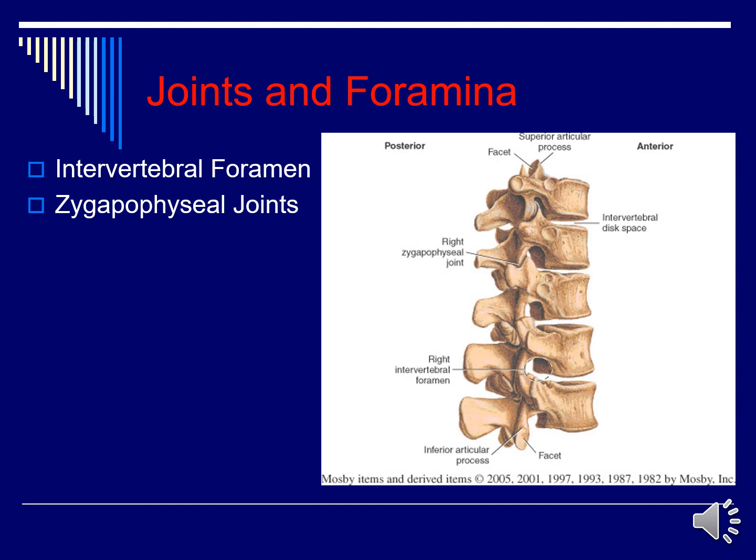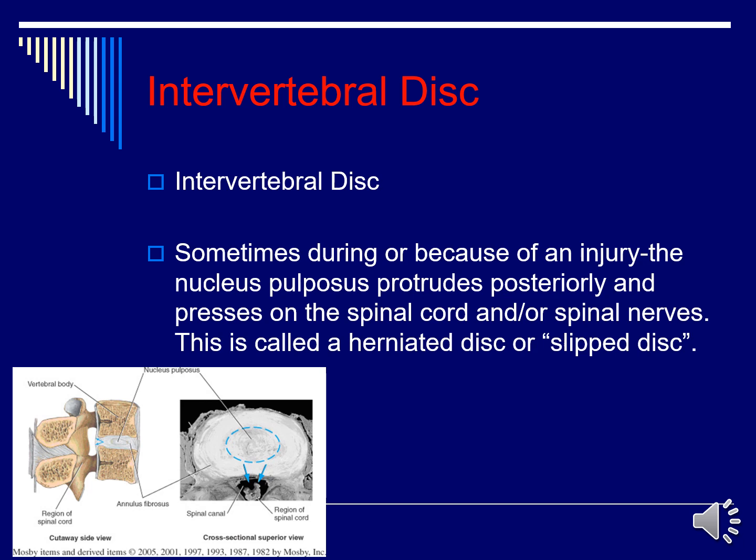Now, the joints that we need to be interested in when we're doing the cervical, the thoracic, and the lumbar are going to be the intervertebral foramen and the zygapophyseal joints. This is where the majority of the movement occurs in your cervical as well as your lumbar vertebra, and this is where you can have degeneration or injuries occur which could cause pain to the patient. So the intervertebral disc space can sometimes protrude into the spinal canal, causing pain and numbness to the patient.